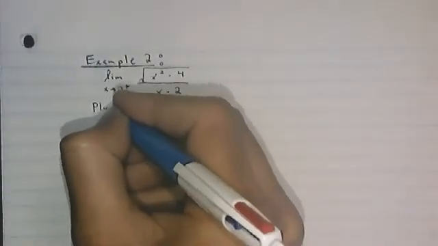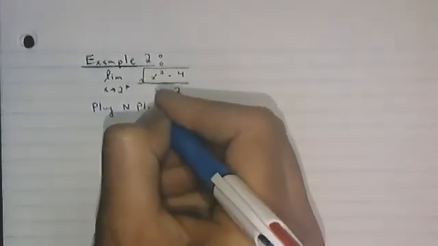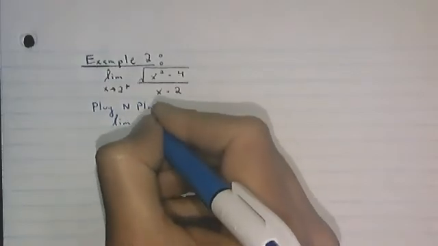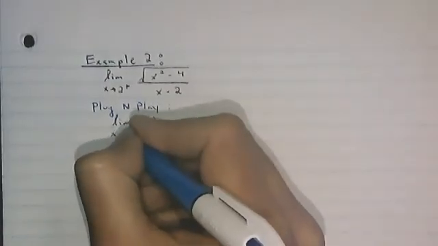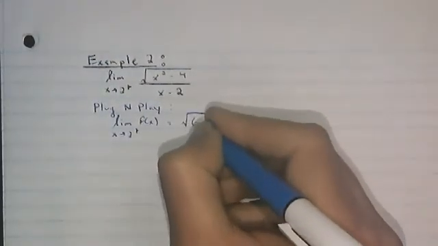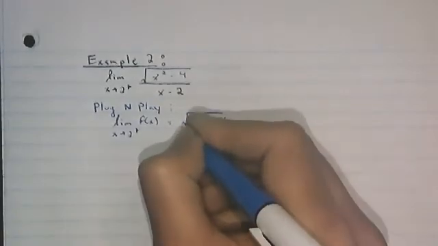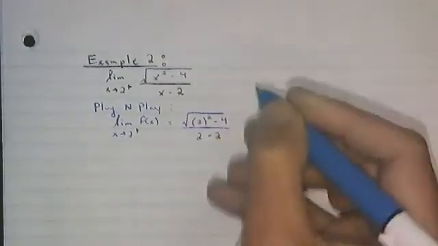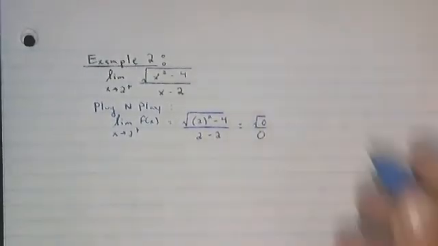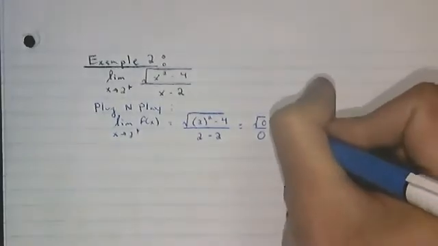Ladies and gentlemen, what is the first thing we do with any limit problem? Plug and play. See what happens. We plug in a 2. 2 squared minus 4 divided by 2 minus 2. Yuck. Get the square root of 0 divided by 0. Which looks a lot like 0 over 0.